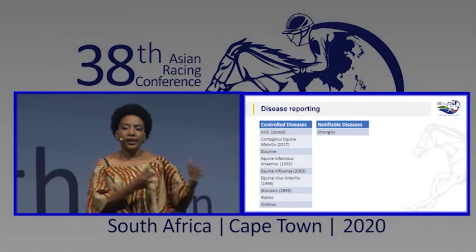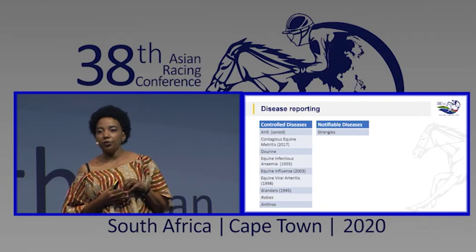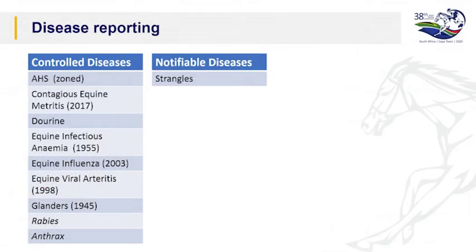And part of this surveillance fits then into disease reporting. South Africa is very fortunate to be free of a number of diseases. We have a zone that's not quite recognized at the moment for horse sickness. We are free of CEM, contrary to what most countries have. Unfortunately, we are endemic of Durin. We do not have infectious anemia. We eradicated it in 1955. So my forefathers and fellow veterinarians did a good work in eradicating that. We also eradicated equine influenza in 2003, EVA in 98, and Glanders in 1945. Strangles is an endemic disease in the country, but it is notifiable.